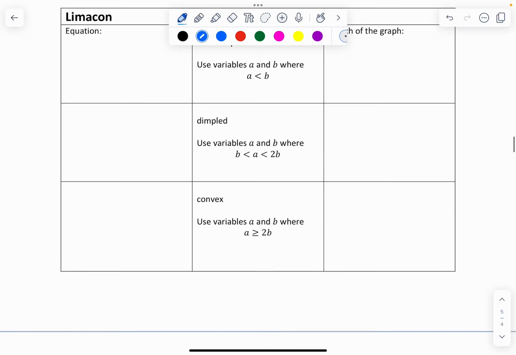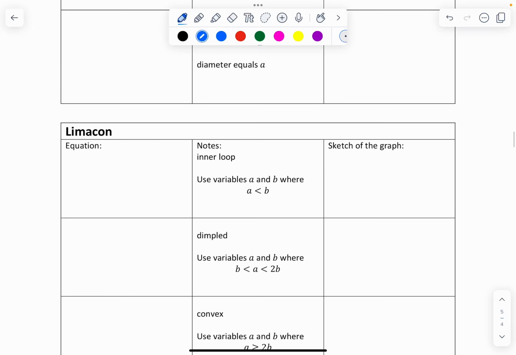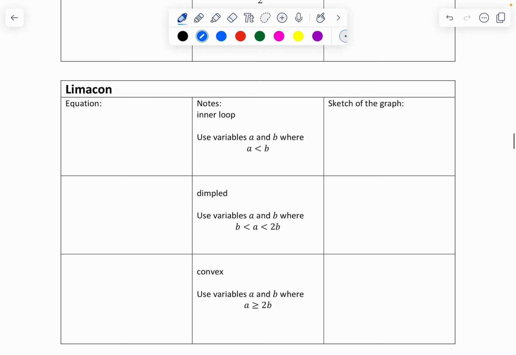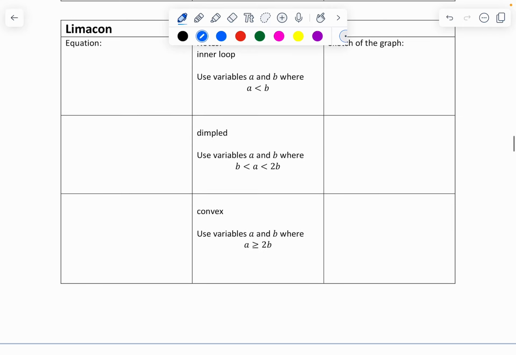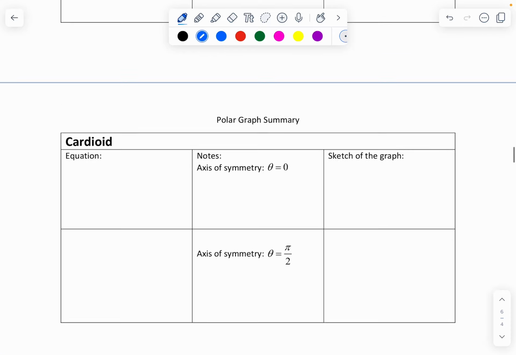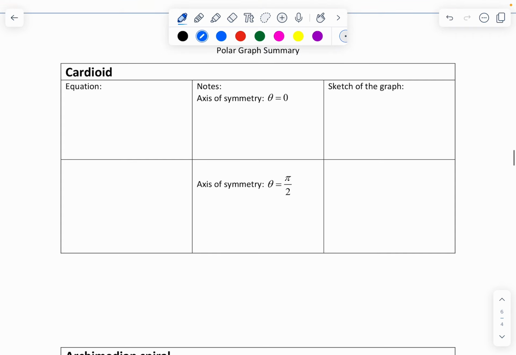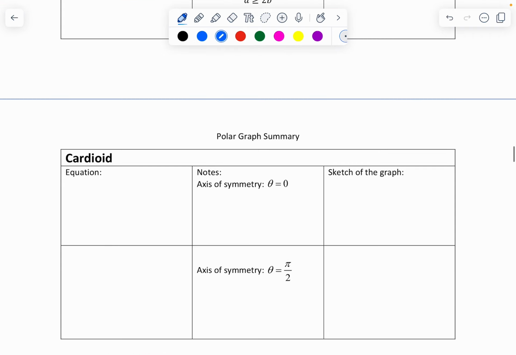What I would suggest doing is playing with Desmos and finding a way to organize this in your brain. And if it makes sense to have this chart filled out, more power to you. AP will not ask you to know the names, but it does help you stay organized. The cardioid is where you would have r equals, this number and this number are the same. So it could be something like that, or cosine.